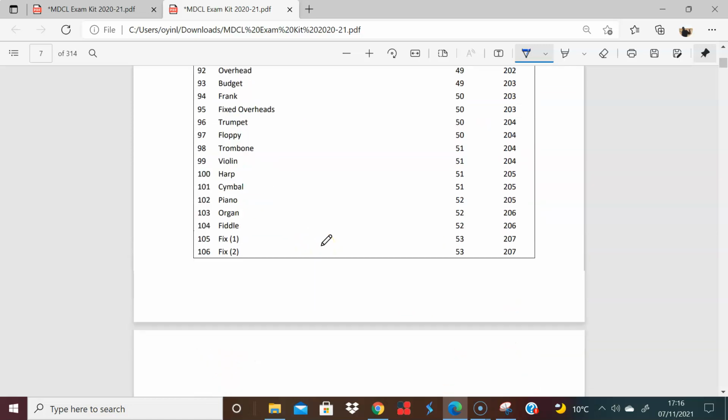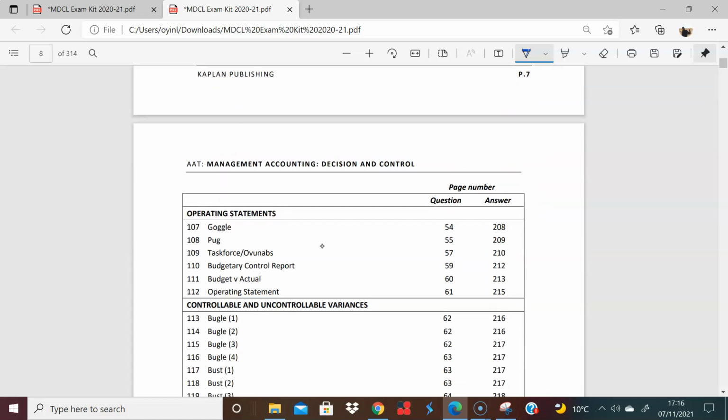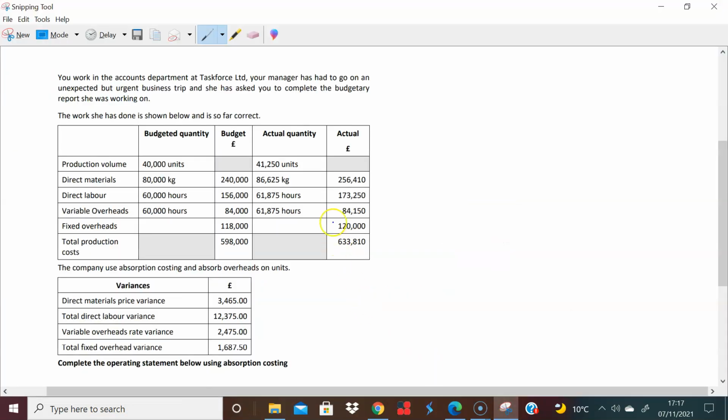So page 109, operating statements. Okay, so we've done Goggle, but then this question here illustrates all of these. In fact, I think there's an extra bit here that is not covered here. But if you work through this one, then you'll be fine with these ones. So this is the only one I'm going to do, but it covers all of these. Right. Okay, so 109, task force.